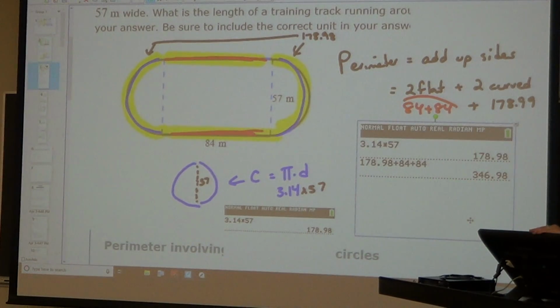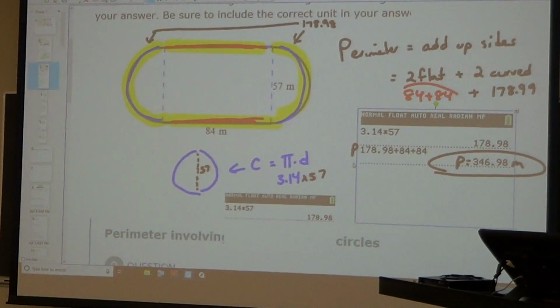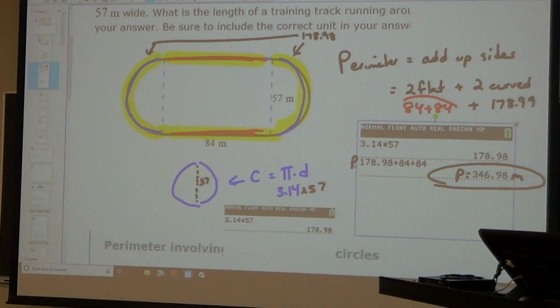Now what kind of units does perimeter have? Just plain, just meters. So it didn't matter whether it was poking out or sucking in, I just add them all up because it's perimeter. 346.98. Now, let's look at one that's slightly different.